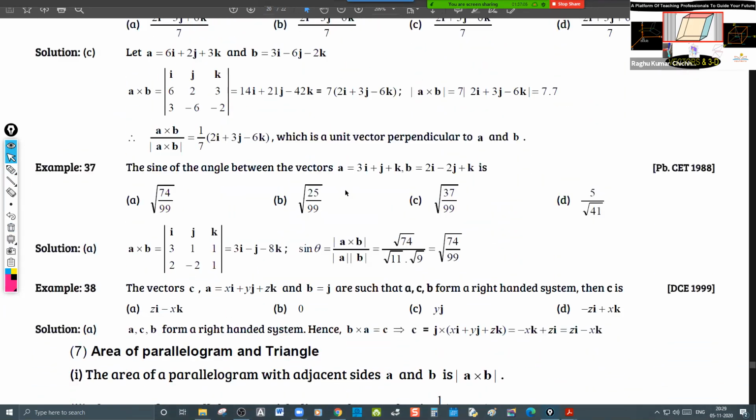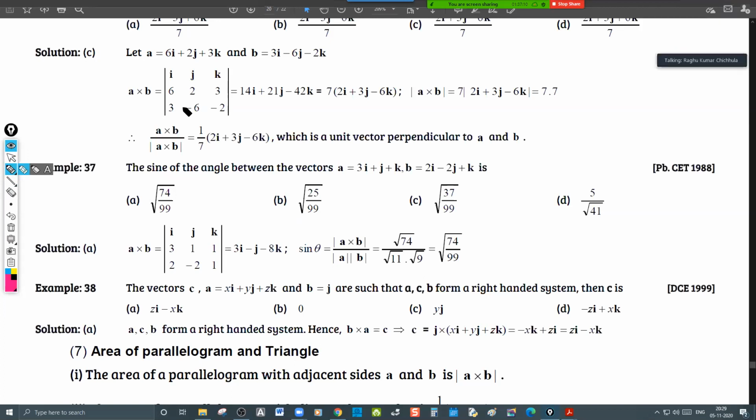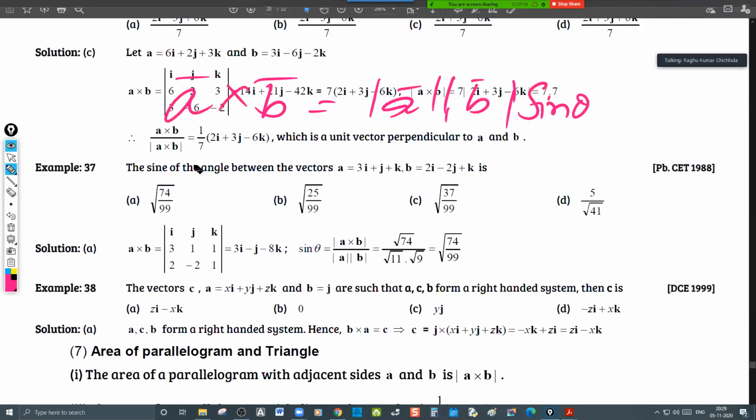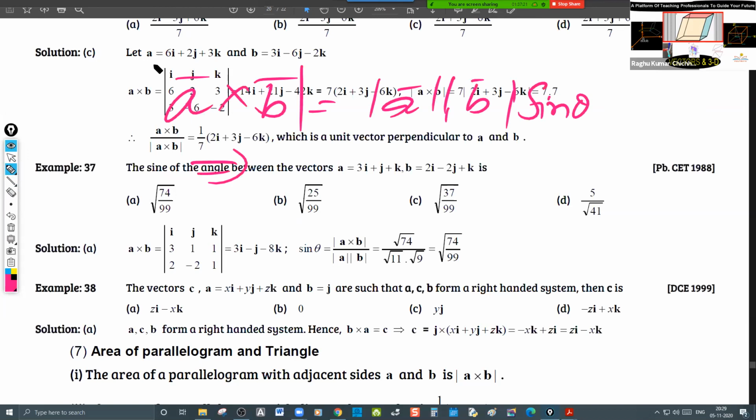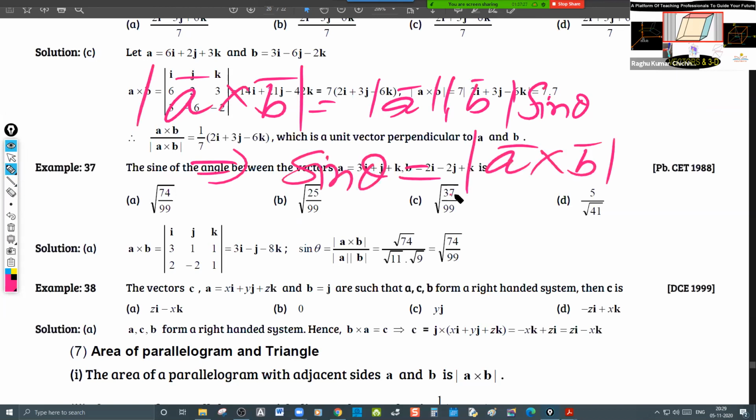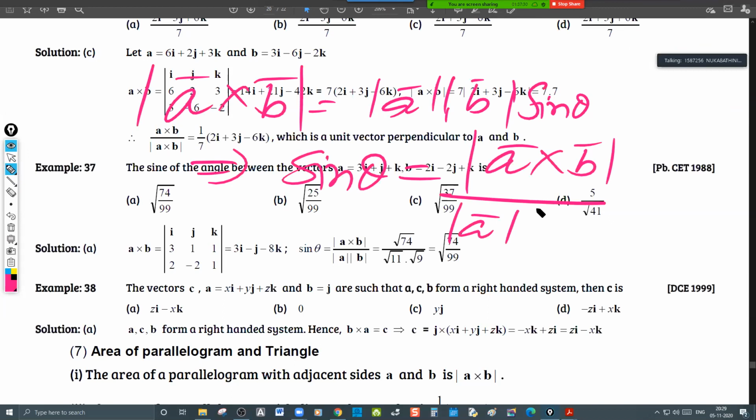Next, the sine of the angle between the vectors. How do we write that? A bar cross B bar is equal to mod A bar, mod B bar, sine theta. If you want sine theta, then simply find mod A cross B by mod A into mod B. The same formula should be applied to this problem.